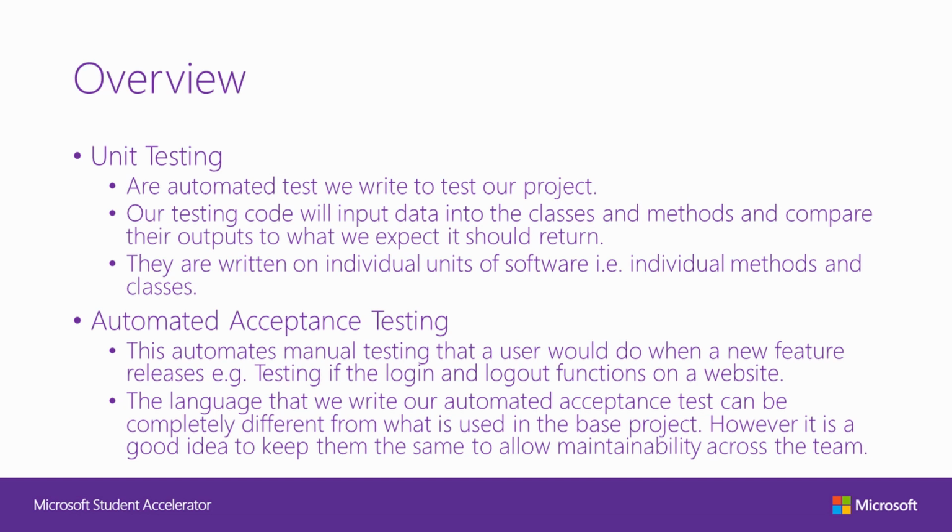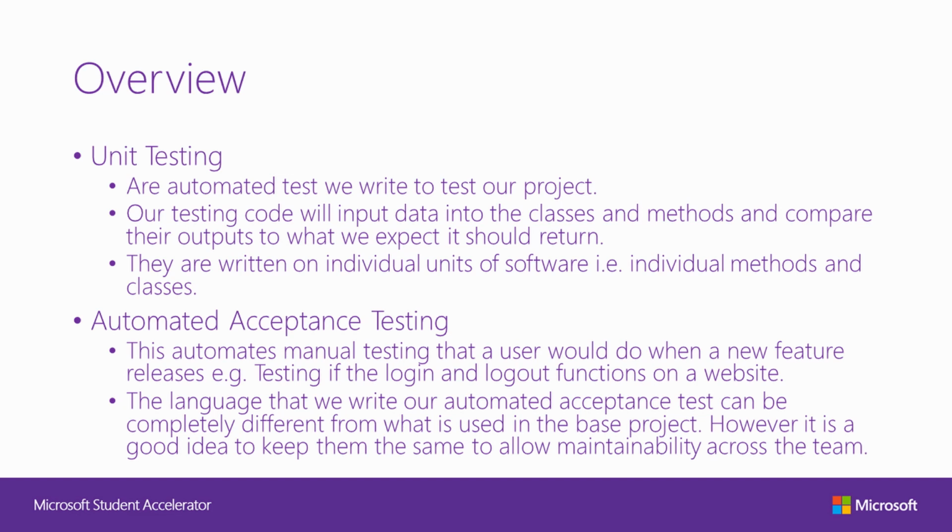Unit tests are automated tests we write to test our project. So our test code will input some data into our classes and/or methods and compare their outputs to what we expect them to return. We usually write unit tests on individual units of software, so individual methods and classes. If you have large chunks of code, you may need to refactor it into smaller functions and methods.